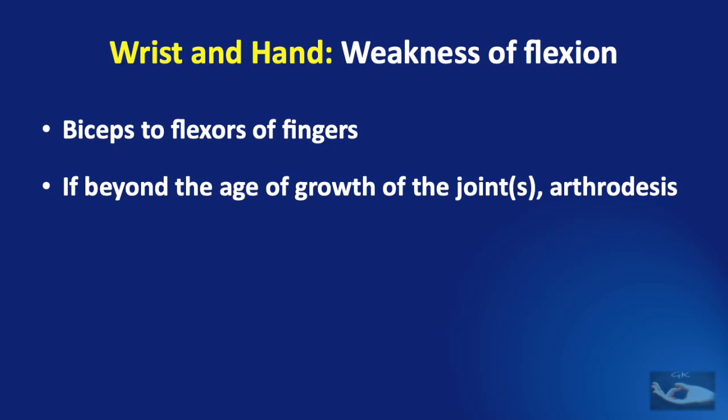In case of weakness of flexion of the fingers, the active biceps can be used to power the finger flexion. If beyond the age of growth of the joints, arthrodesis of the interphalangeal joints can be done.